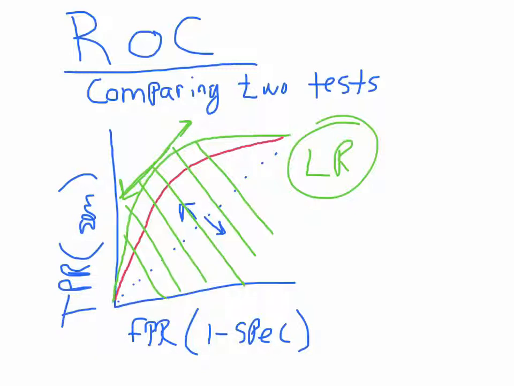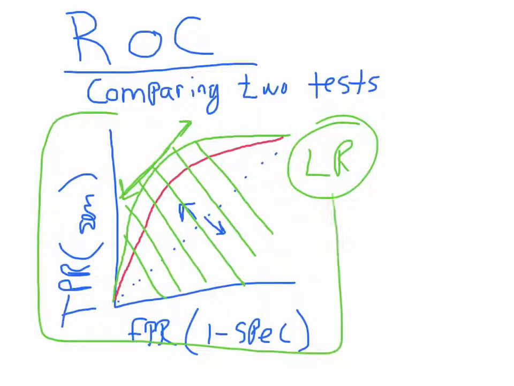But typically, whenever you're comparing two tests, if a receiver operating curve is given, then the better test on the receiver operating curve is the one with the most area under the curve.